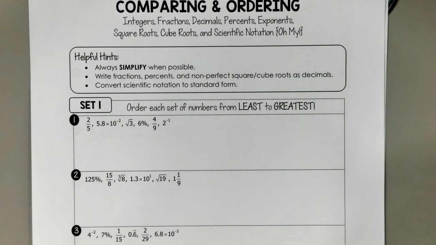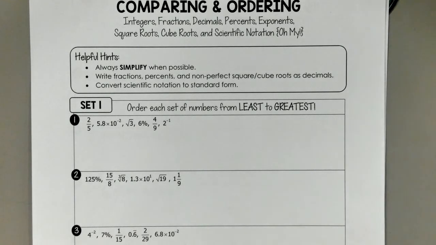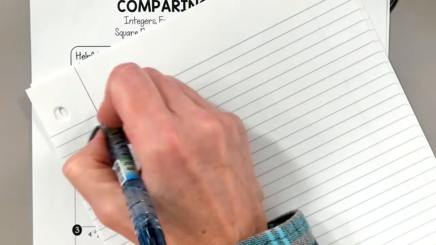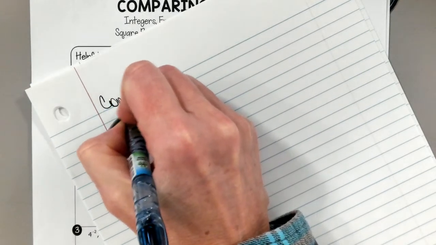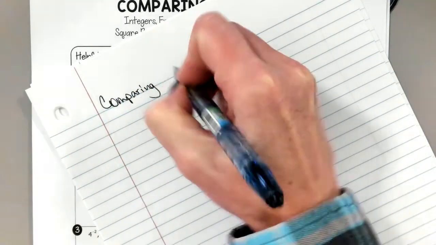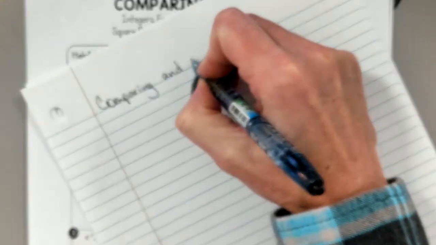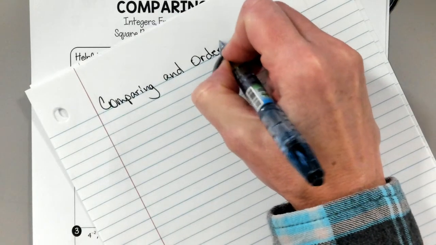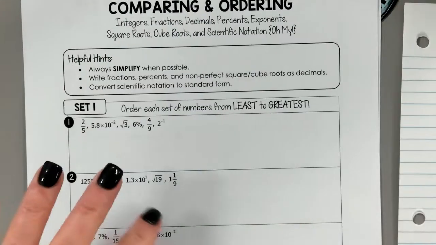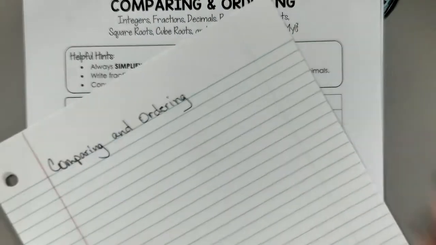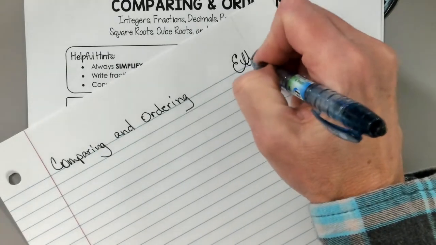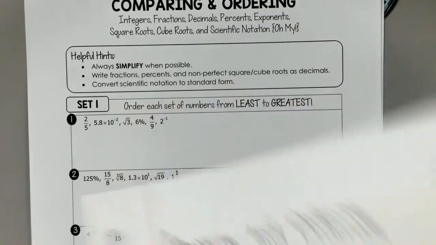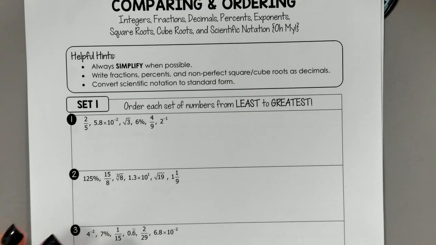You should have this sheet in front of you, and you should also have a piece of paper with your name, entitled Comparing and Ordering, because you are going to staple your work to the back of this sheet of paper so we can see what you are doing. So put your name on it too, please. All right, let's look at the first one.